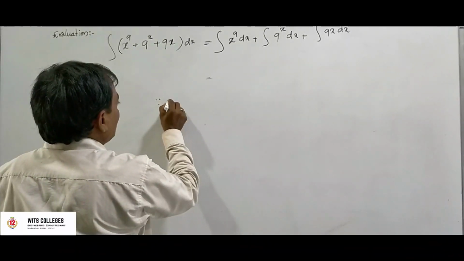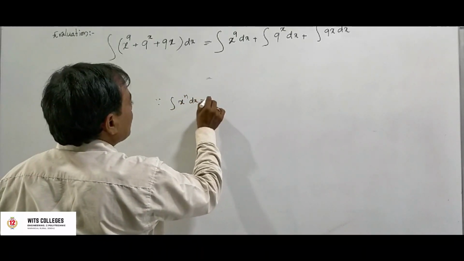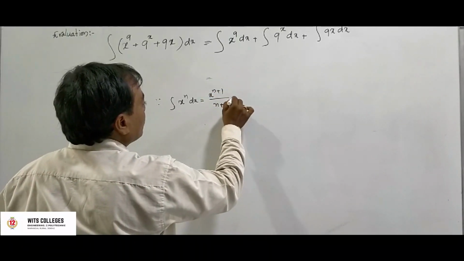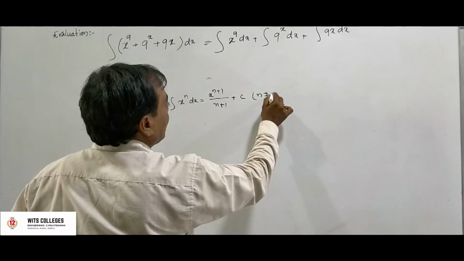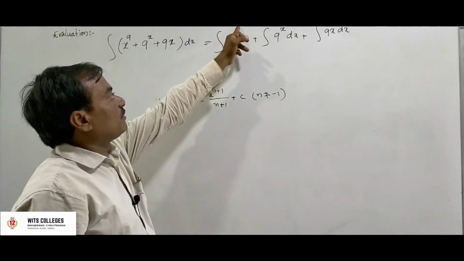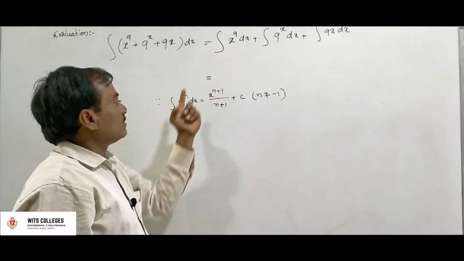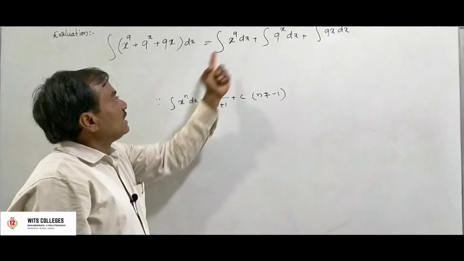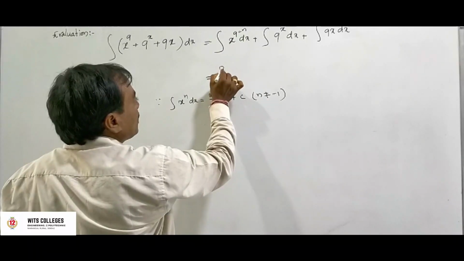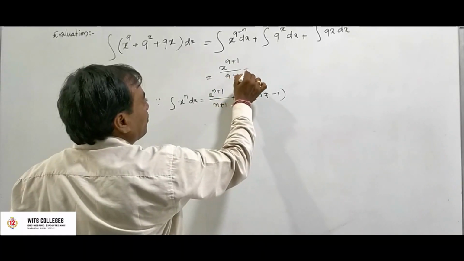Now we know the integral x to the power of n dx formula. This is equal to x to the power of n plus 1 by n plus 1 plus c, when n is not equal to minus 1. Now compare these two integrals. Integral x to the power of 9 dx is integral x to the power of n dx. So this integral is of the form of this formula. What is n here? n equal to 9. So this value becomes x to the power of 9 plus 1 by 9 plus 1 plus c.